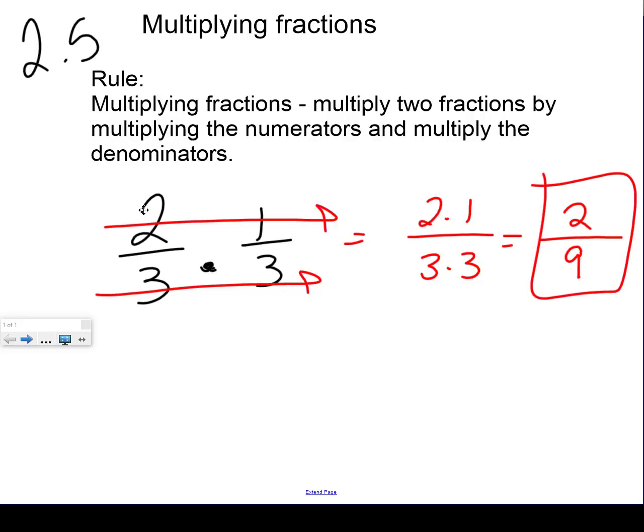I know what you're thinking. I just said 1 goes evenly into both of them. But if I divide something by 1 or multiply something by 1, it's not changing the value of what I have. So 2/9 is my final answer. Let's try another one.